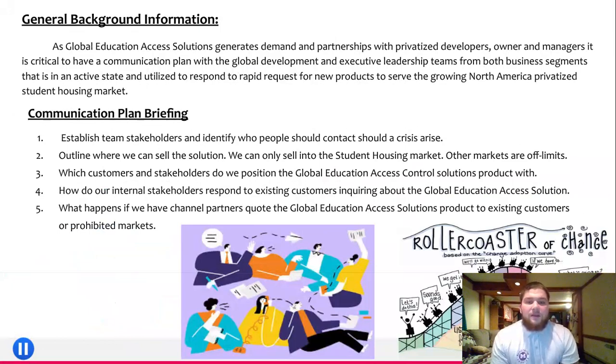Changing market conditions in the privatized student housing markets are going to require new product development. The Global Education Asset Solutions product development team resides in Stockholm, Sweden, and has a pipeline of existing projects supporting global needs unrelated to the North American privatized student housing market. As the sales team for Global Education Asset Solutions and supporting team members generate demand and partnerships with privatized developers, owners and managers, they need to communicate plans with the global development and executive leader teams from both business segments. This is an active state and is utilized to respond to rapid requests for new products to serve the growing North American privatized student housing.